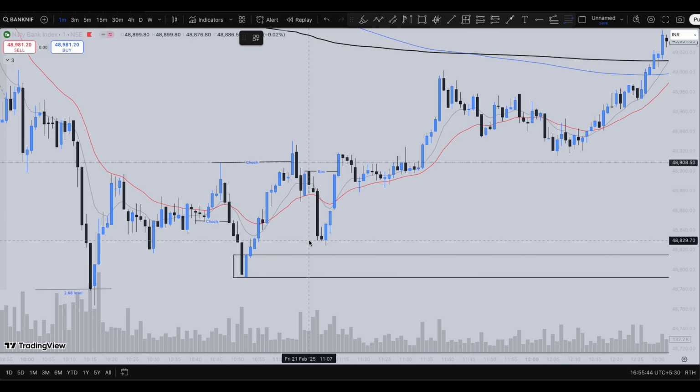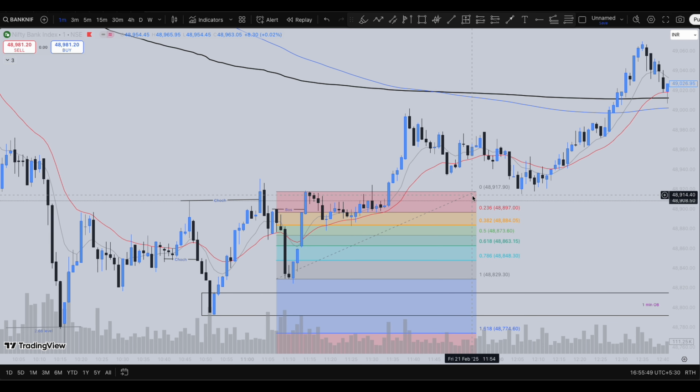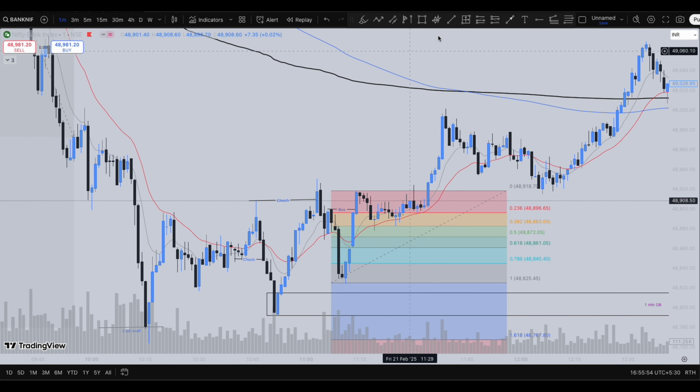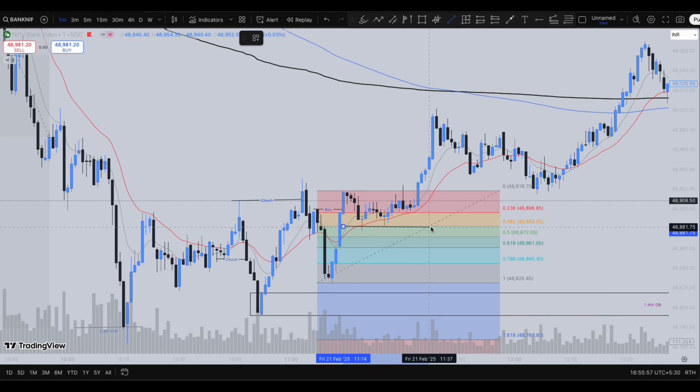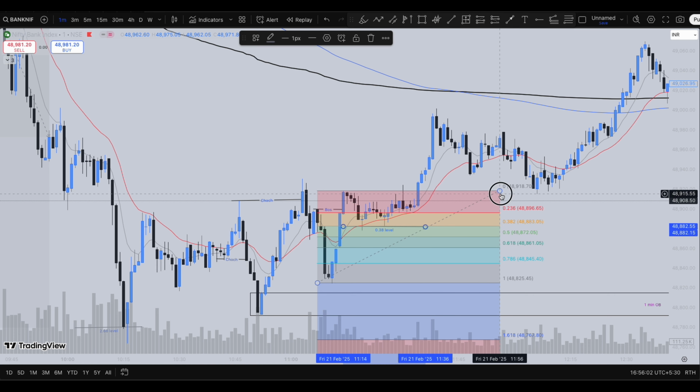And if you consider this break of structure to be impulsive, and if you try to plot the fib levels, the common point between this and the high, since it is a blue as well as this blue zone here, you can see here the price taking support from this 0.38 level over here. This acts as a very strong support, guys.